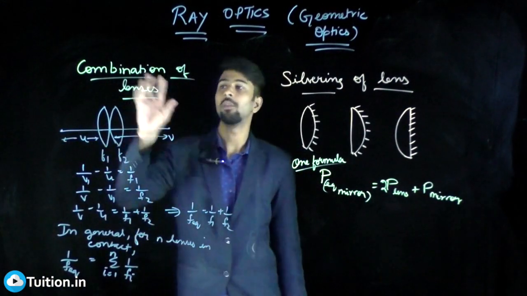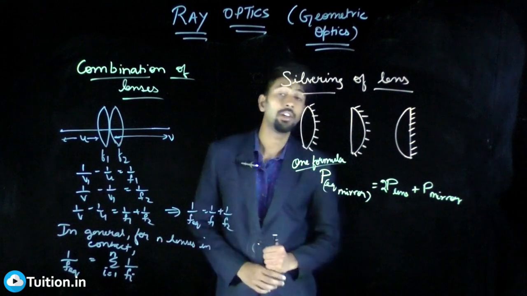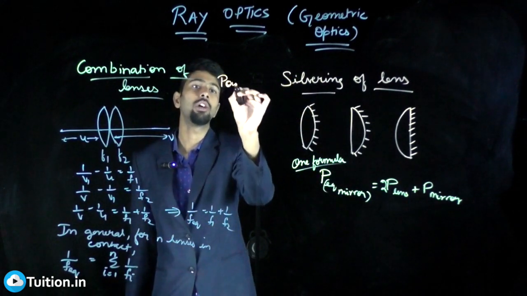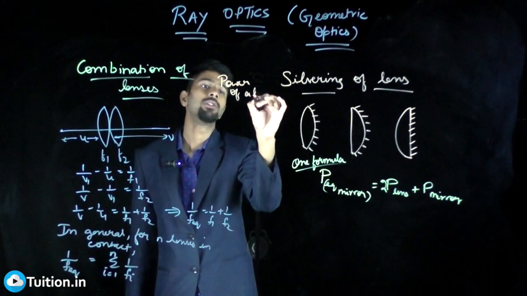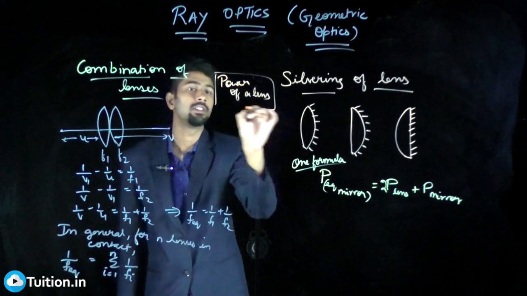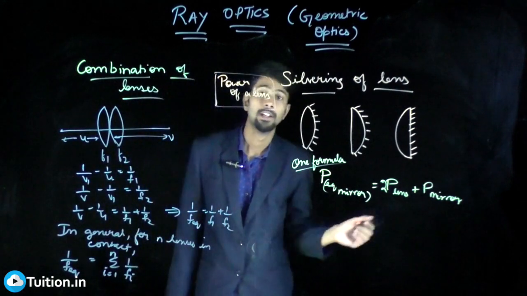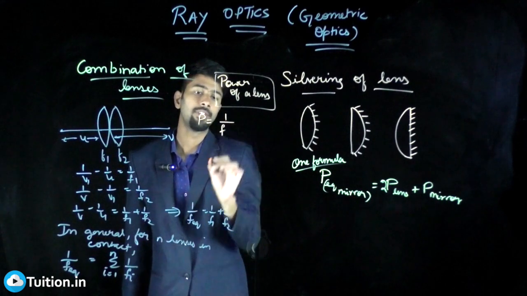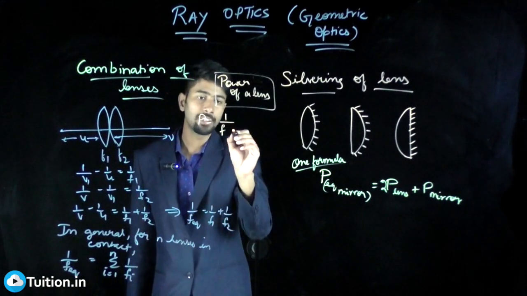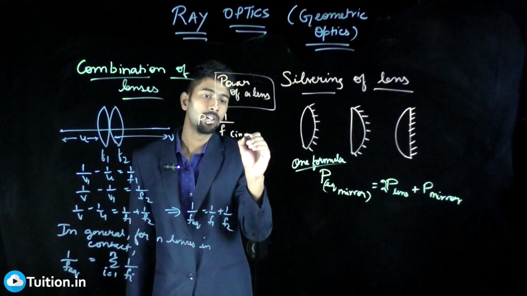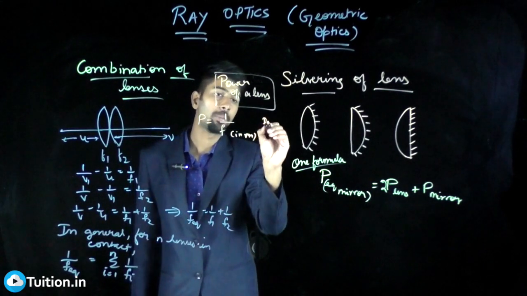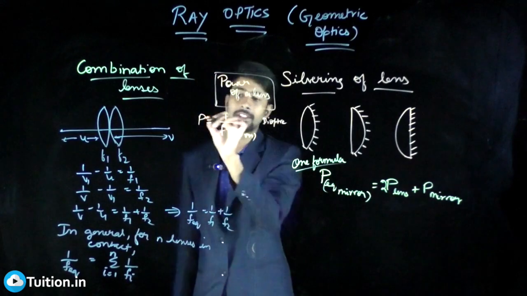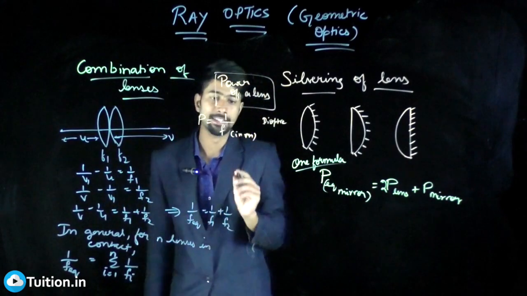Yeah, so before we discuss combination of lenses and silvering of lens, I would like to draw your attention to what power of a lens is. Once again, something that you are very familiar with after having completed your 10th. It has a formula 1 by f, and if your f is in meter, then your power is in diopter, and this is its SI unit, right? Diopter is the SI unit of power, optical power of a lens.